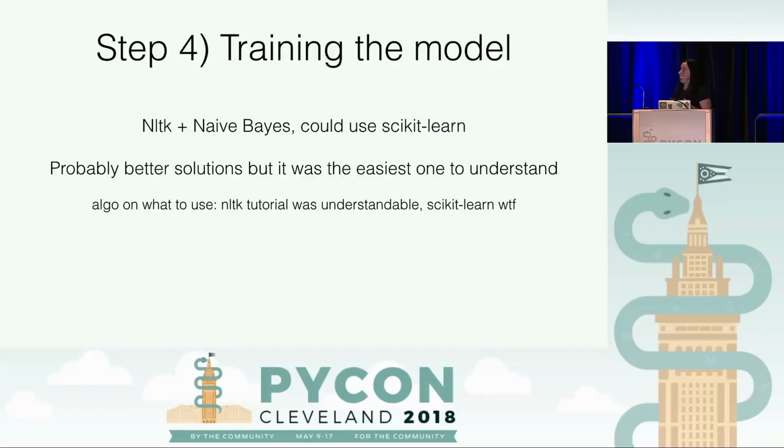If you're an expert in machine learning, you're just completely going to laugh at what I used. I was a complete newbie at the time. I used NLTK and naive Bayes. You could have used scikit-learn. NLTK is pretty good for text-based stuff. Scikit-learn is a lot more sophisticated, but it's a lot harder to understand when you're starting out. How I figured out what to use is I looked at the NLTK tutorial. I was like, okay, I can do this, I understand. Scikit-learn was like, OMG, I have no idea what this thing is even about.